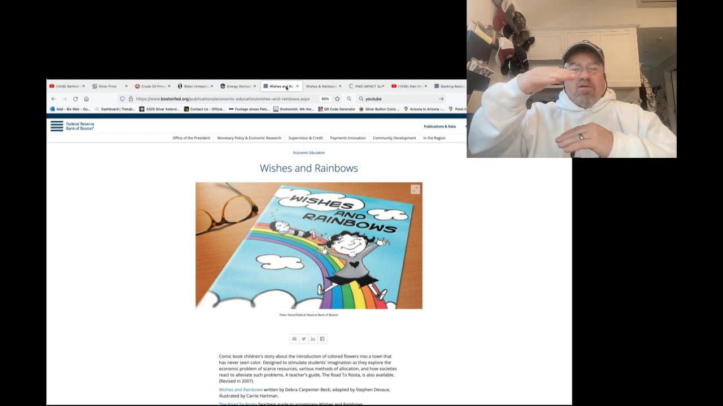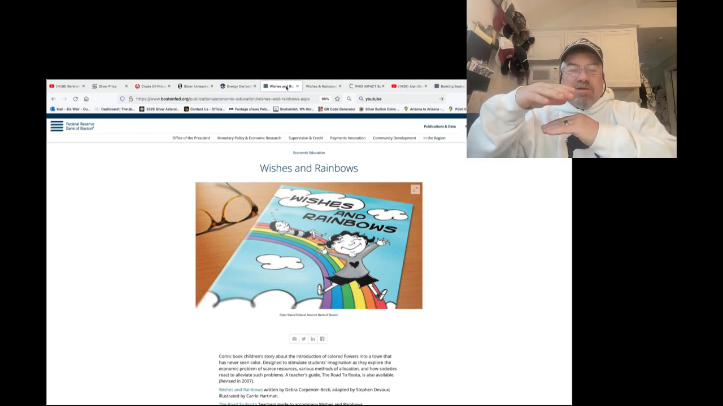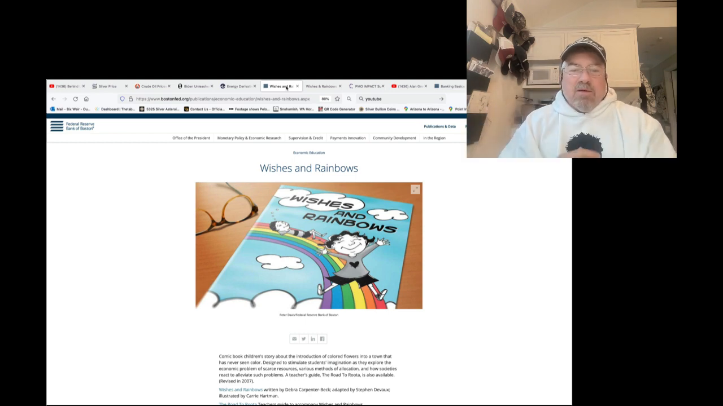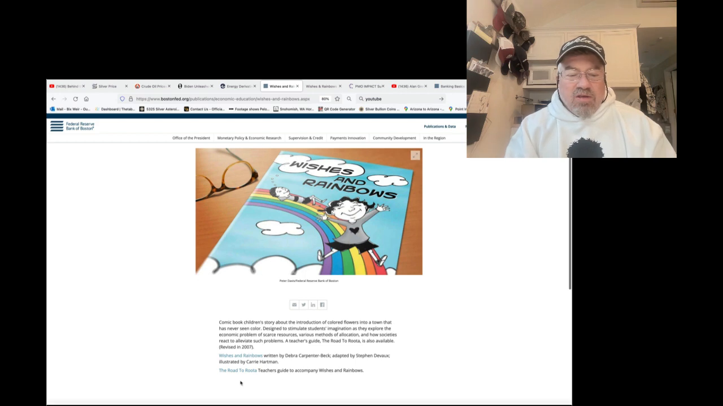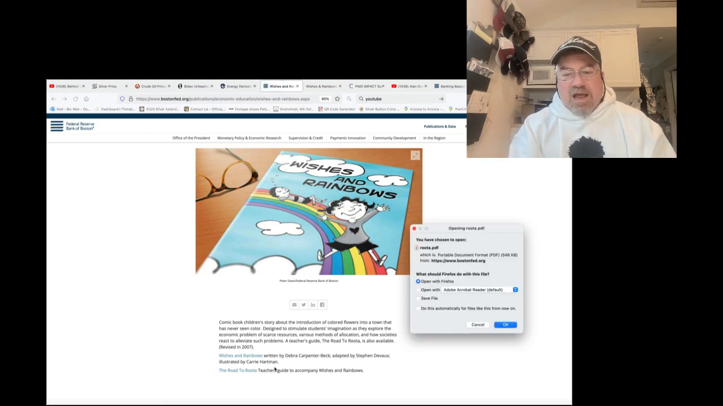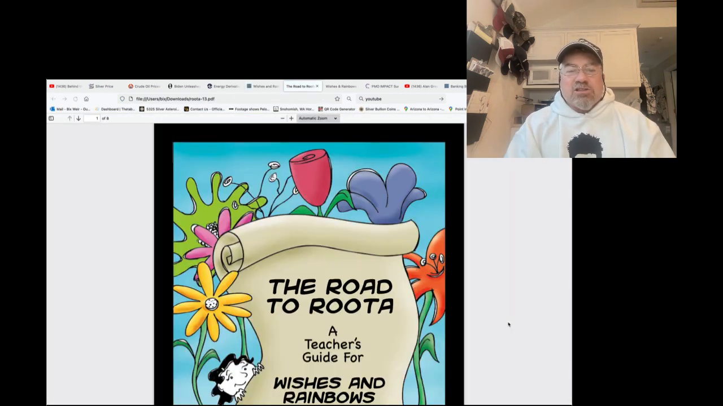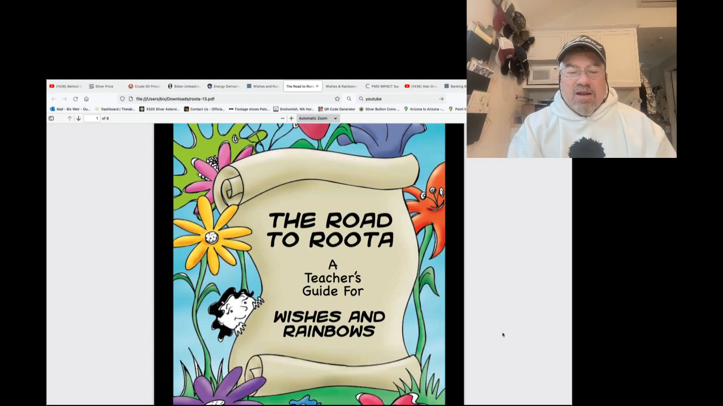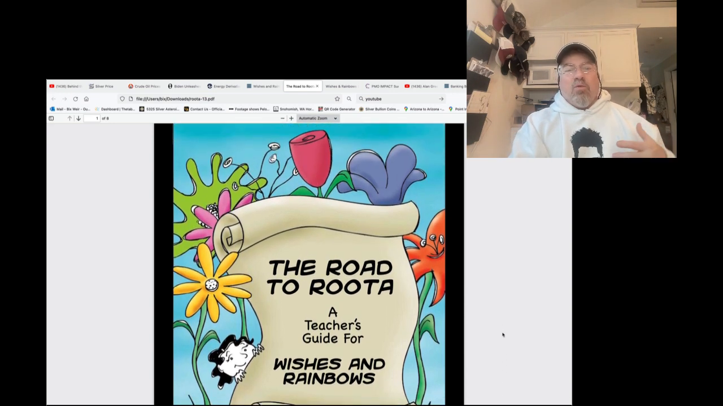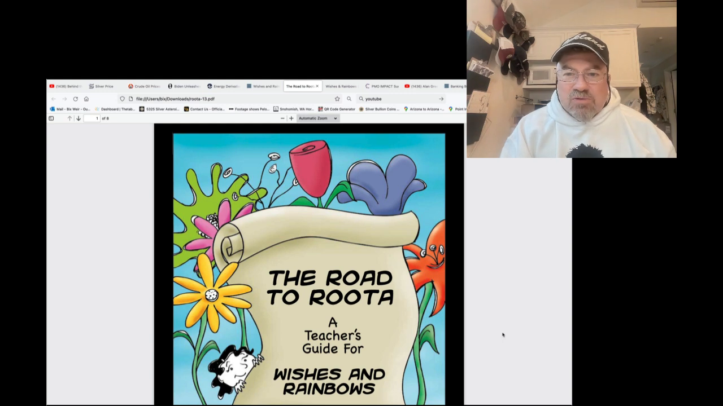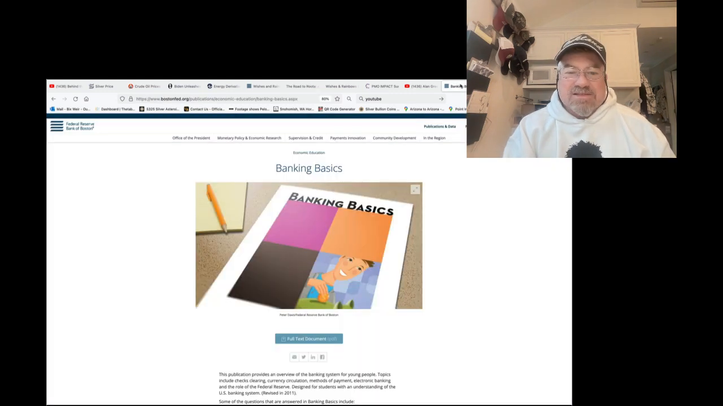It had three documents. The first one was this comic book, Wishes, Inches, and Rainbows. And it had a big red exclamation point after it, like double the font size. The next document was something called The Road to Ruta, a Teacher's Guide. So the Teacher's Guide also had a big red exclamation behind it. And it just looked really weird. And the third thing they posted was something called Banking Basics.